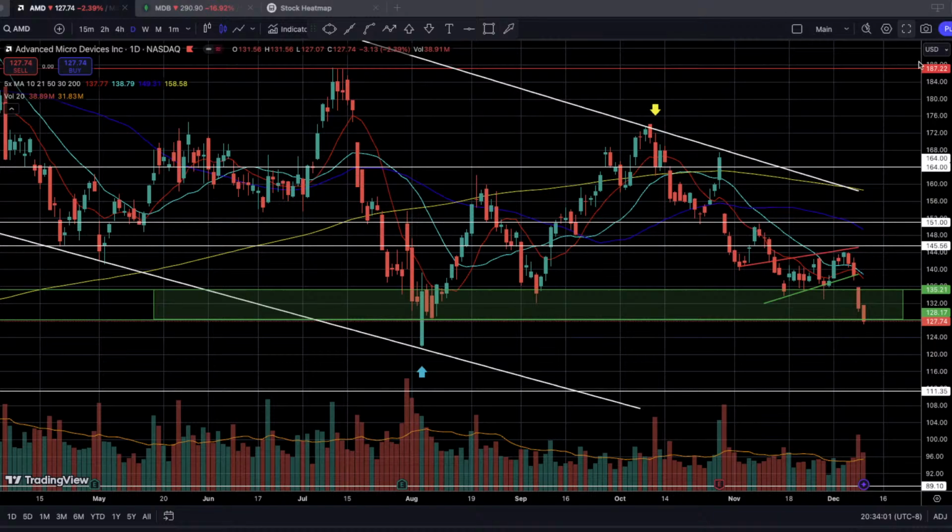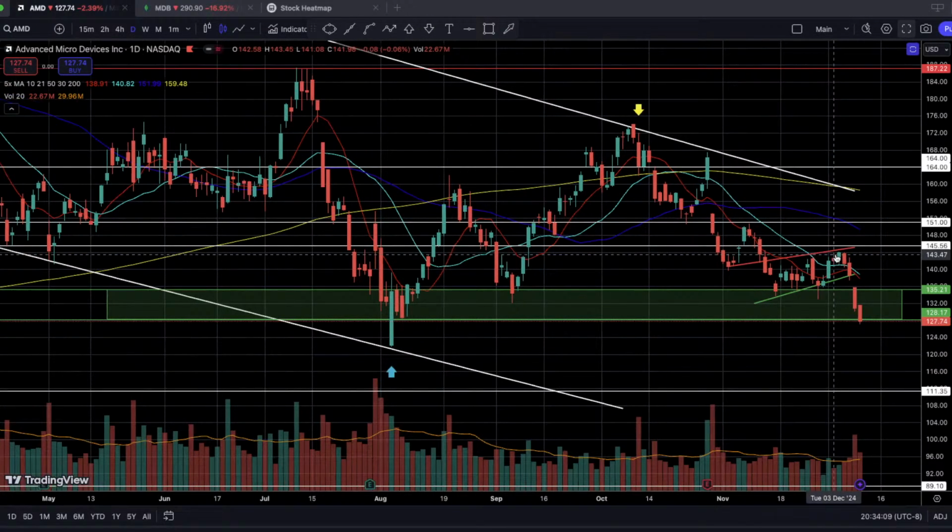Okay, so first of all, the technical analysis that we did last Thursday, so last week, was that we're looking at a continued downtrend for AMD.